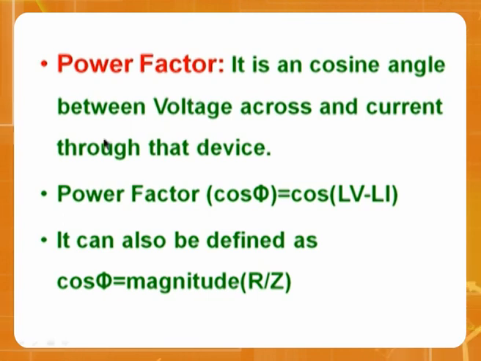It can also be defined, as I already told you, as the magnitude of the real value by impedance. But always remember, cos can never go beyond 1. The maximum value of cos is 1. So R by Z is the real value by the total value, or impedance.